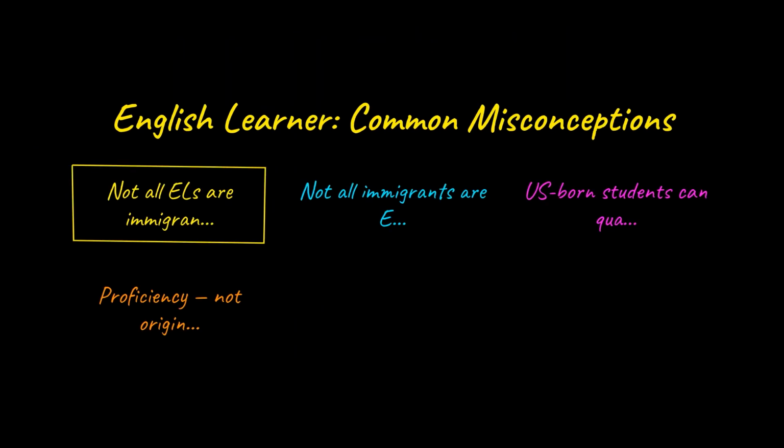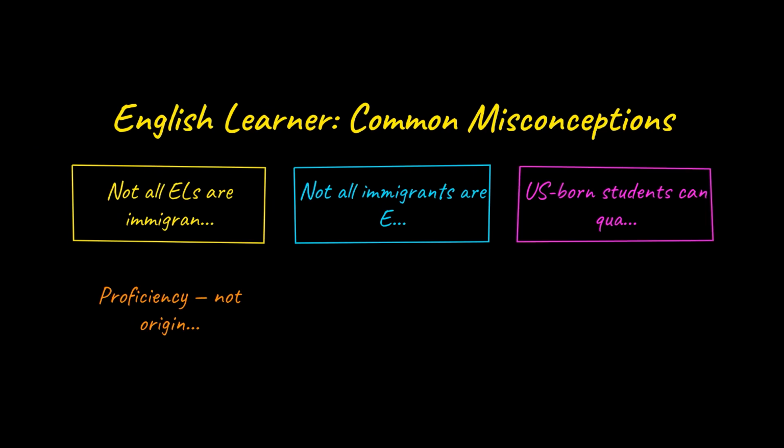A critical exam distinction: English learner status is determined by English proficiency level relative to academic demands, not by country of origin or immigration status. Some English learners were born in the United States. Some immigrants are fully proficient in English. The home language and the student's proficiency score are what matter.